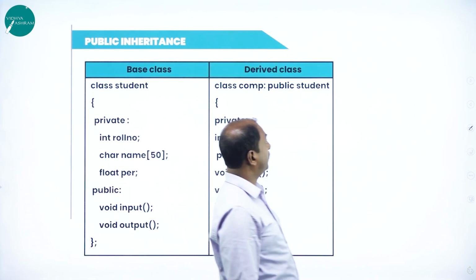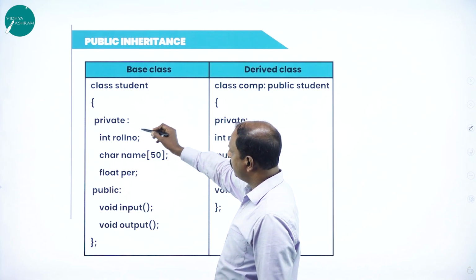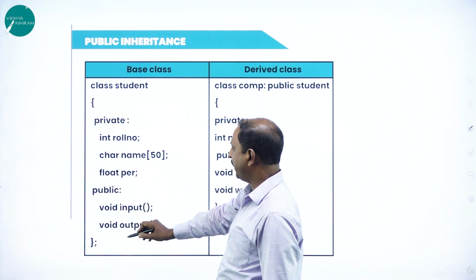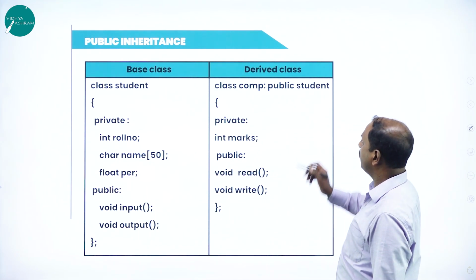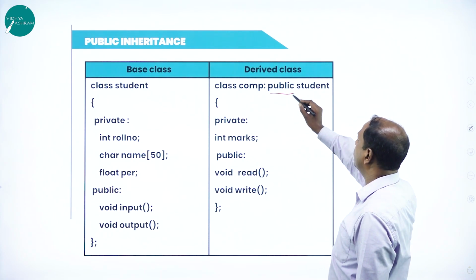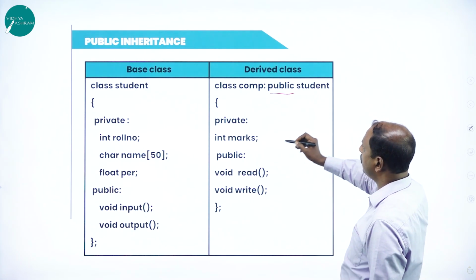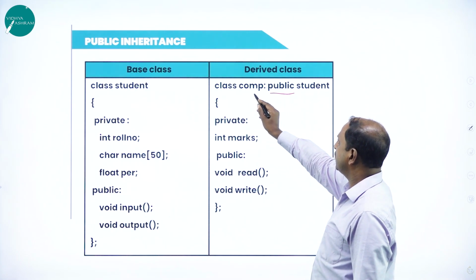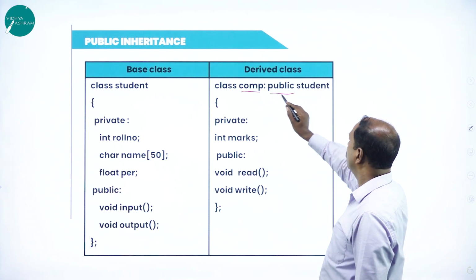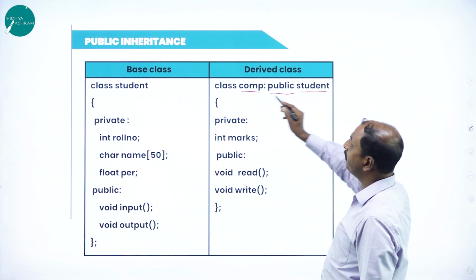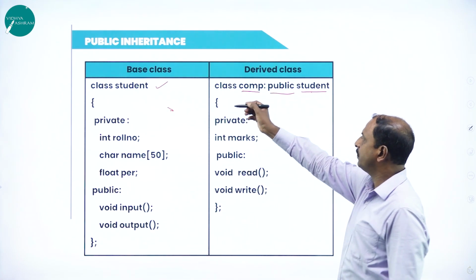Look at the example here. Same base class, class student, with data members as well as a public member function, closed with a semicolon. And the derived class, this is public derivation or public inheritance. The visibility mode is public here. This is the derived class name, public is the visibility mode, and this is the name of the base class.